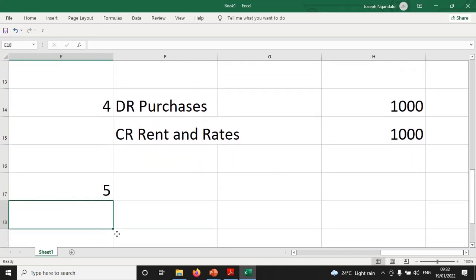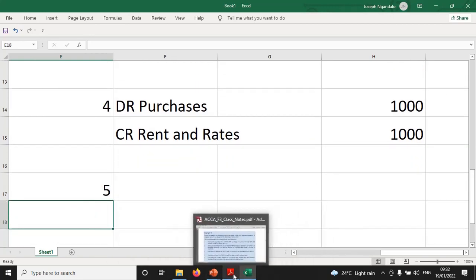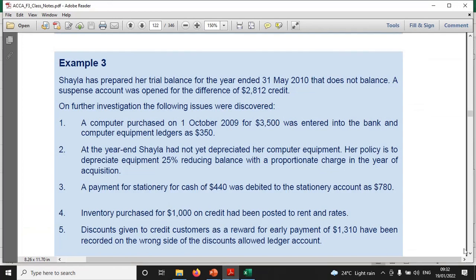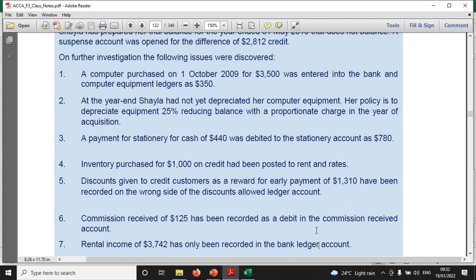5. Discounts given to credit customers as a reward for early payment of 1,310 has been recorded on the wrong side of the discounts allowed account, meaning credited, right? Remember, discount is an expense. An expense of whom? The supplier. When you give a discount, you're losing money. Do you understand that?